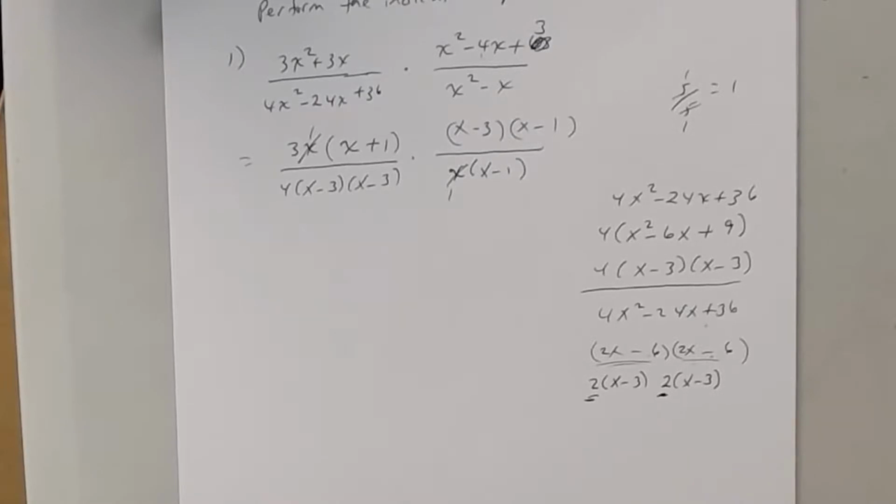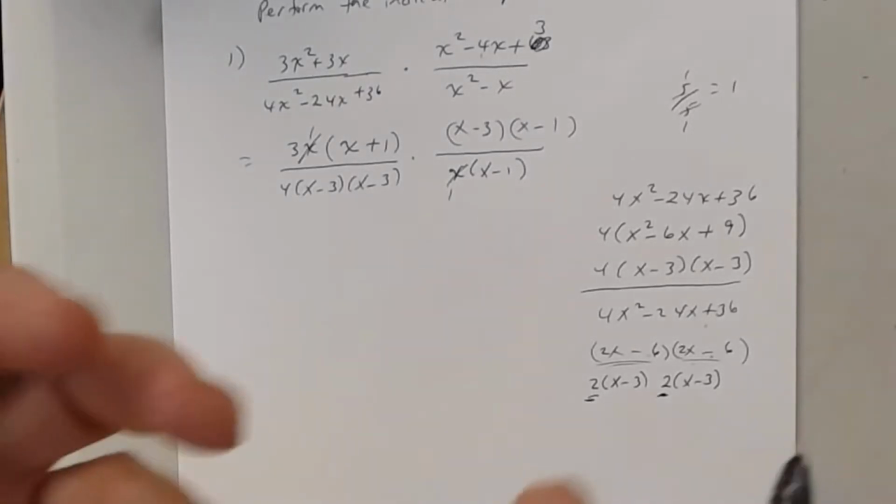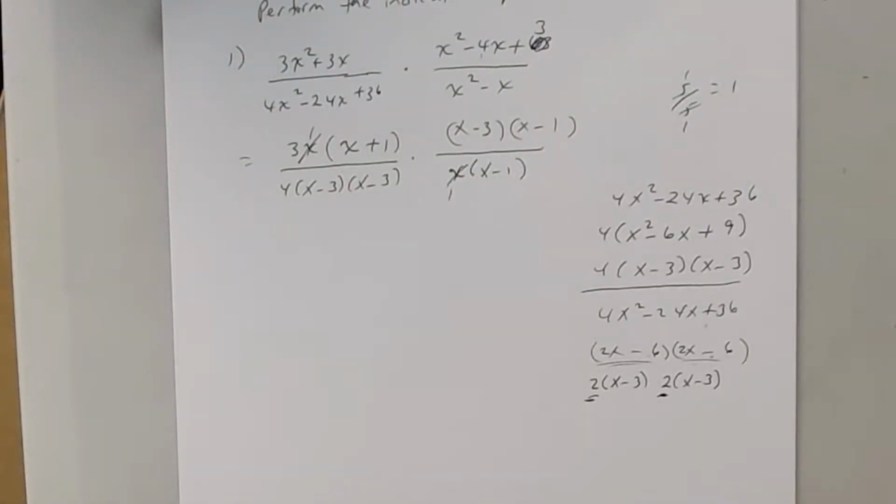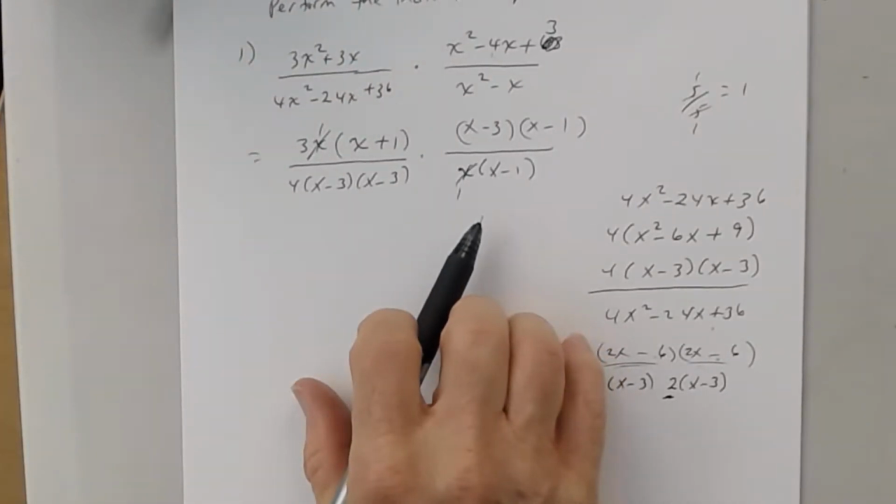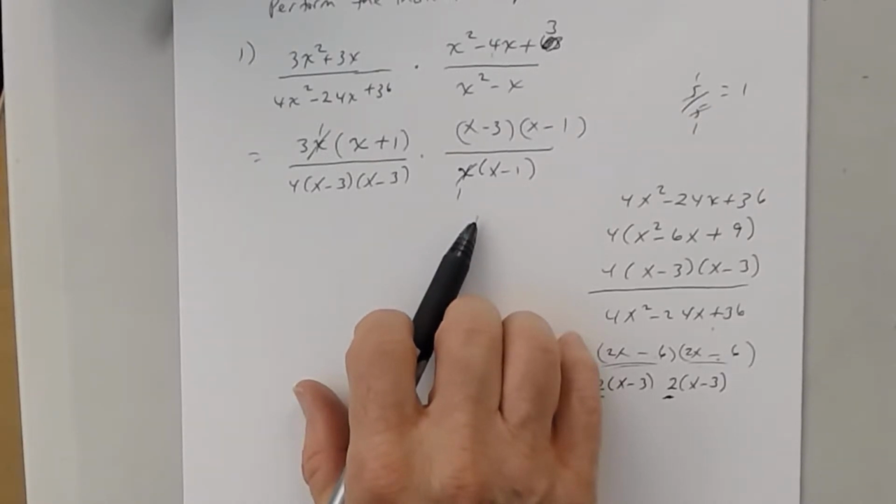What's the next factor you see? Is there a factor of x plus 1 in the denominator? It doesn't matter whether it's beneath it or on the other side. Is there a factor of x plus 1 in the denominator? Oh, I'm sorry. I'm mistaken. Okay. There isn't any, right? Okay. What's the next factor that you see?